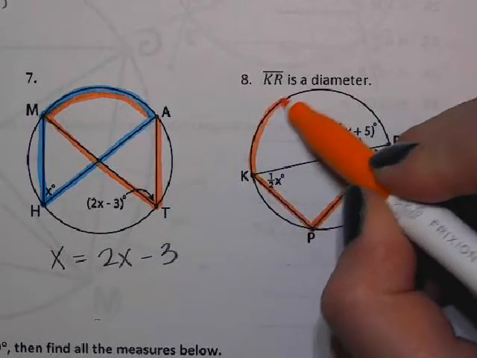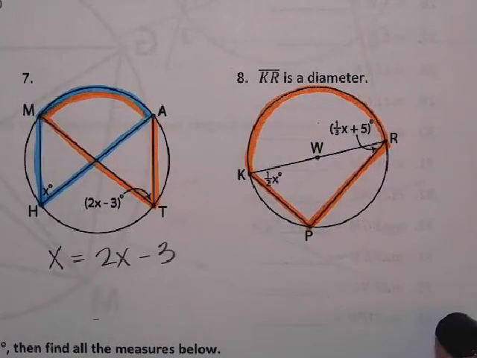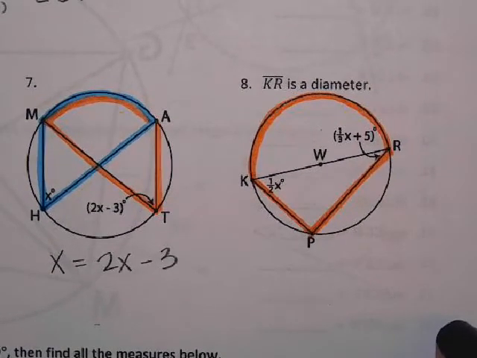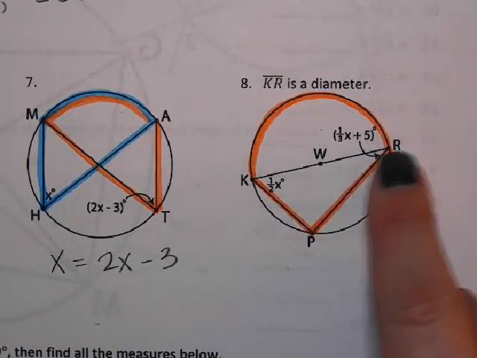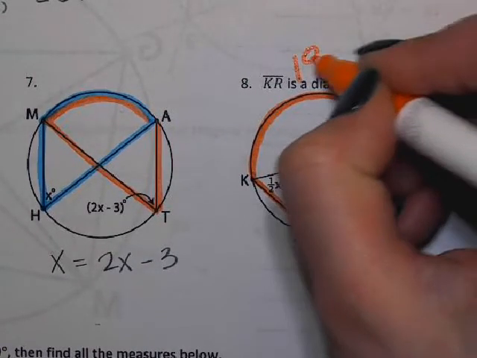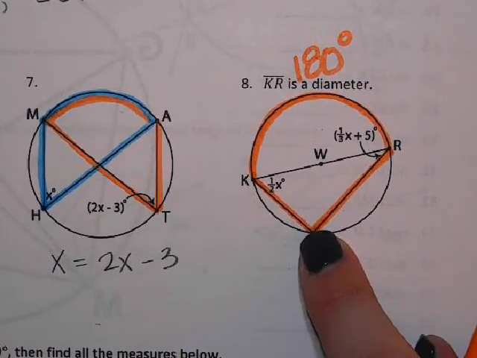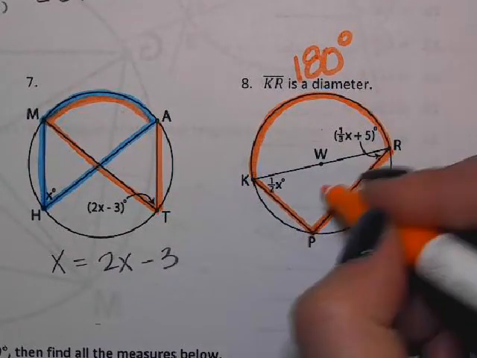And this right here, how big is that arc? It's 180 degrees. How do we know it's 180 degrees? Yeah, from K to R is a diameter. So that cuts the circle in half. It goes across the middle. So that means this arc is 180 degrees, which means what for this angle over here? It's 90 degrees.